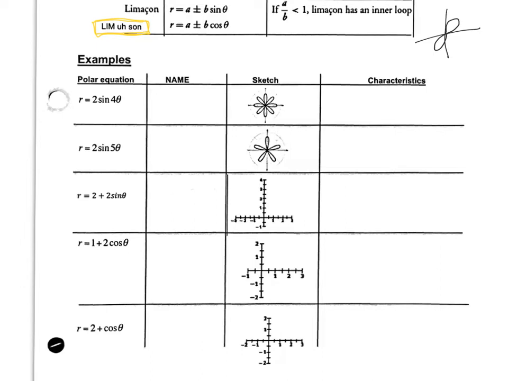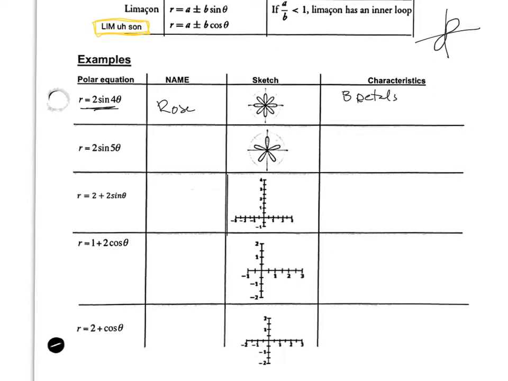So even if you look at this equation right here, you might think, well, I have no idea what that graph is, but here's the sketch. It's a rose. This one is a rose. Some things about this rose: it has 8 petals, and you can tell either by counting them or going, oh, 4 times 2, 8.